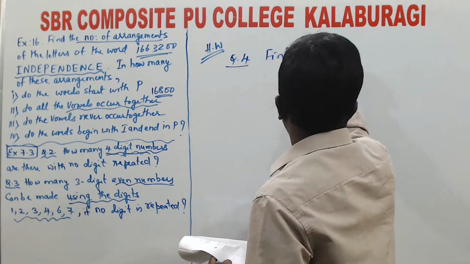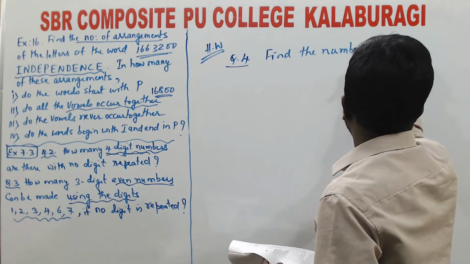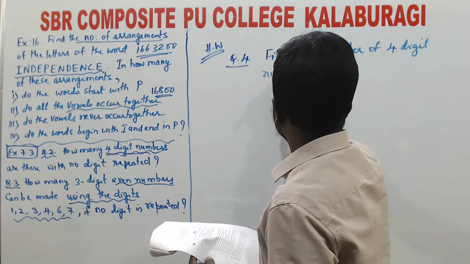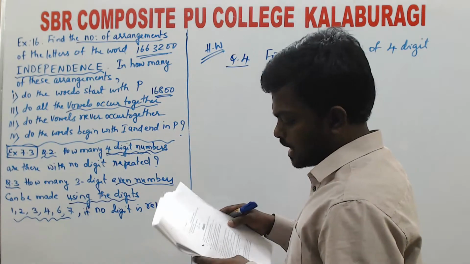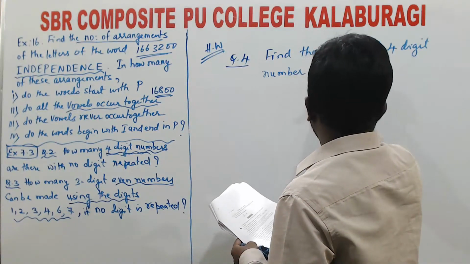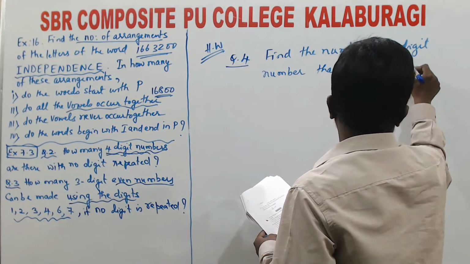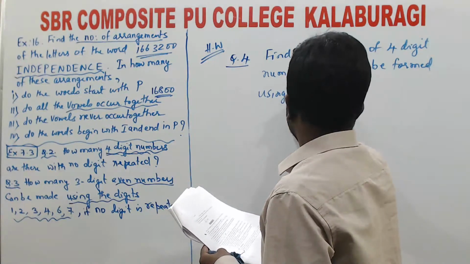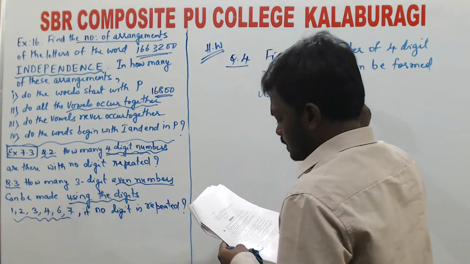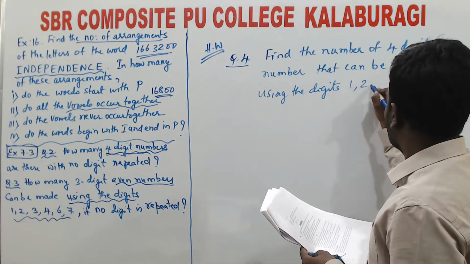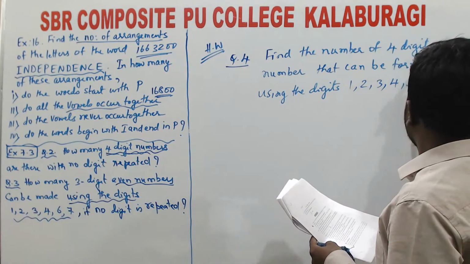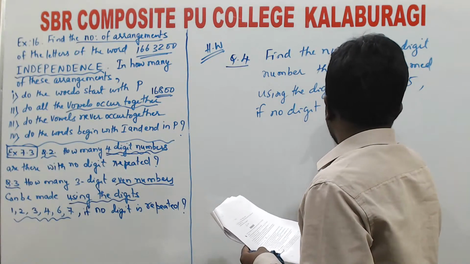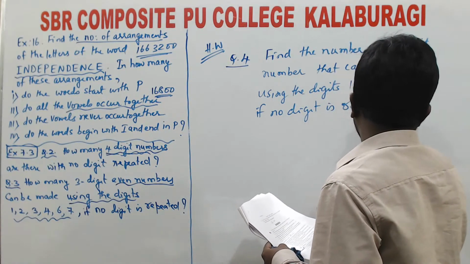Question number 4, take down the question, students. Find the number of four digit numbers that can be formed using the digits 1, 2, 3, 4, 5, if no digit is repeated, right?